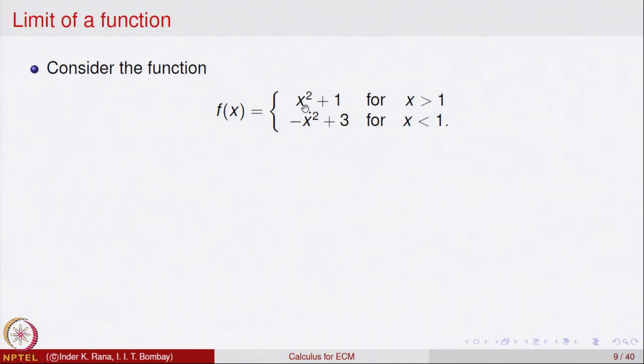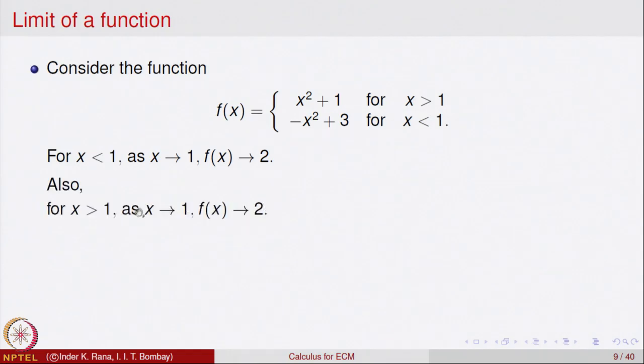So, both from the left as well as the right, the value comes out to be 2. If x is less than 1 and x converges to 1, f of x converges to 2. Converging means approaches; this arrow means approaches. As x approaches 1, f of x approaches 2 from the left, and also from the right: if x is bigger than 1 and x approaches 1, then f of x also approaches the value 2.